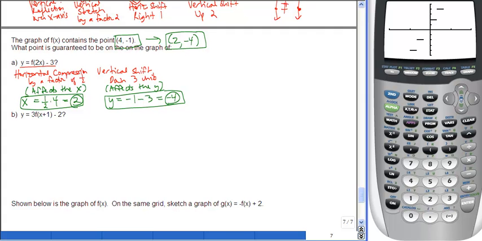Let me show you another option here as well. If (4, -1) is on this function, let's think about that in function notation. That means the x value is 4 and the function value is -1. So this would say f(4) has to equal -1.